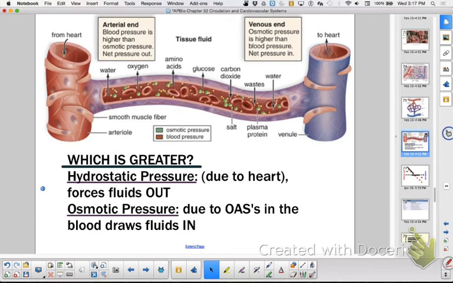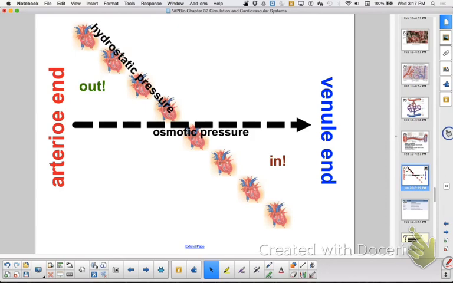At the venule end, the osmotic pressure is, what did I just say? Did I say it backwards? At the arterial end, which pressure wins? Hydrostatic, which makes fluid come out of the capillaries. By the time the blood travels to the venule end, your blood pressure has dropped, the hydrostatic pressure, below the osmotic pressure. So osmotic pressure saying to come in recovers the oxygen, recovers the waste and recovers the carbon dioxide.